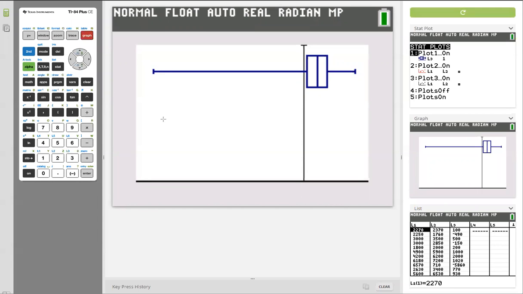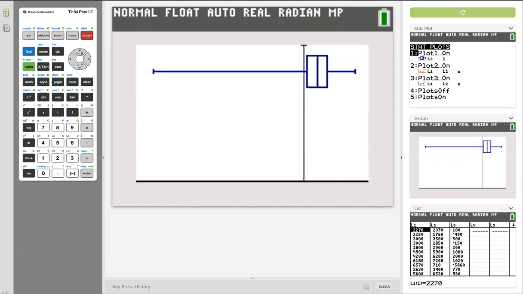All right, welcome to this mini lesson on the Box and Whisker plot for the TI84 Plus CE. Here I have the Box and Whisker plot plotted on the screen. And what I've done is I've taken some data from stock market trading, and I'll put it here on the screen in just a moment.